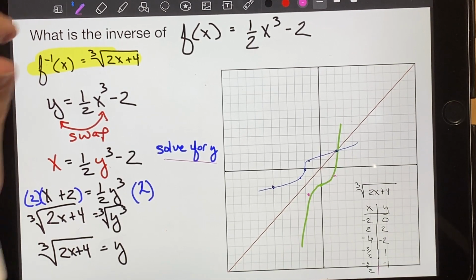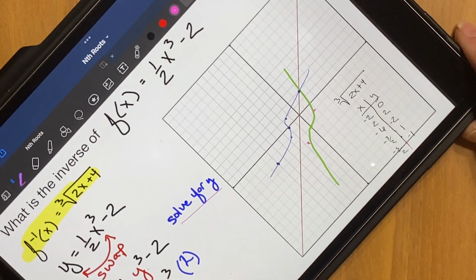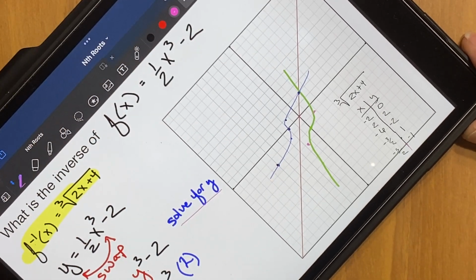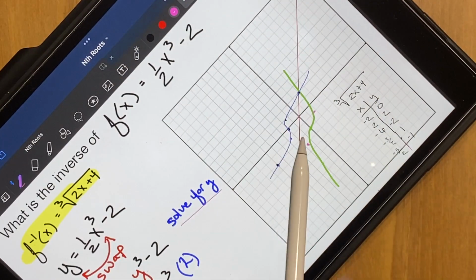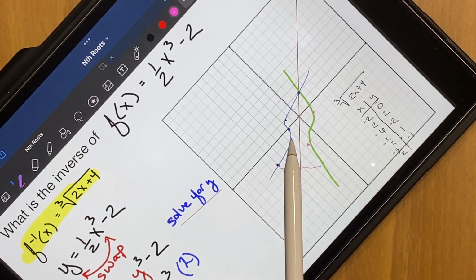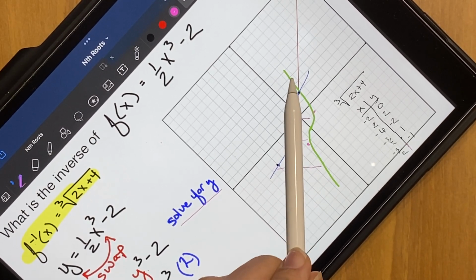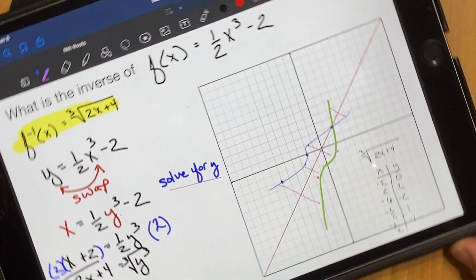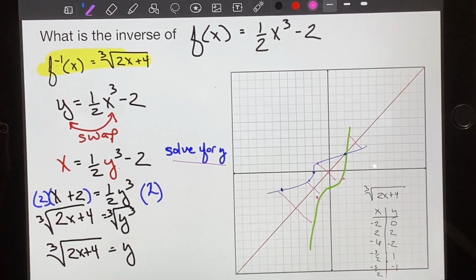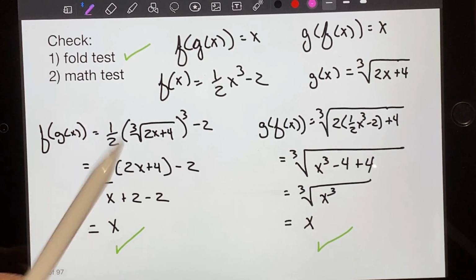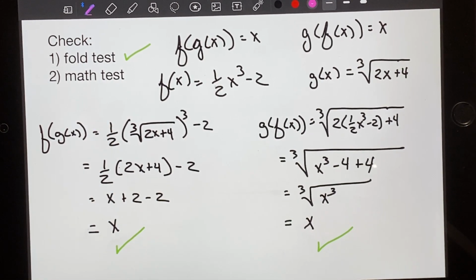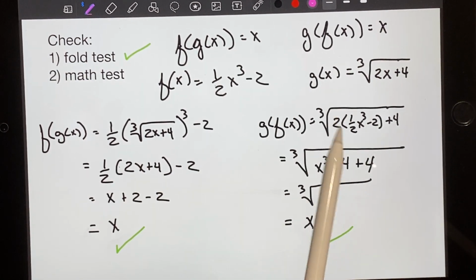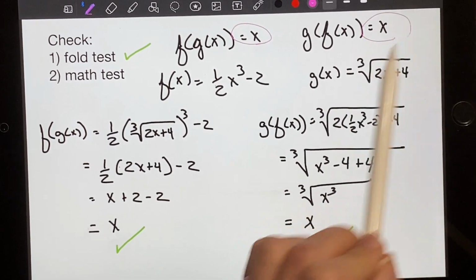And just by plotting our points, and when we turn and we put our line of reflection, that mirror line in the middle, we can see that if we were to fold this, our points are identical across the line. Okay, so they're evenly folded. Our graph has reflected. So they are inverses of one another. Okay, so we checked with the fold test. We could check them with the math test by plugging f of g of x and g of f of x. Remember, they both have to equal our identity.